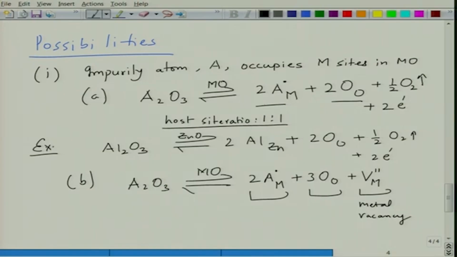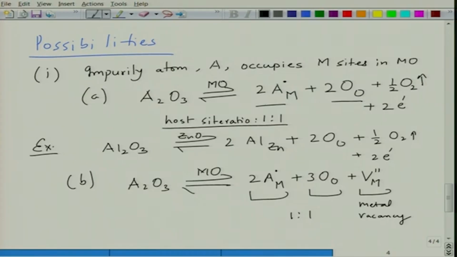So, this is electronic compensation, this is ionic compensation. Again, the charge balance, the mass balance, the site balance has to be maintained. Site balance by creating a metal vacancy is 1:1. If you did not have that, then you will have site imbalance. In the previous case, only 2 oxygens went to oxygen sites, one of the oxygen went out.